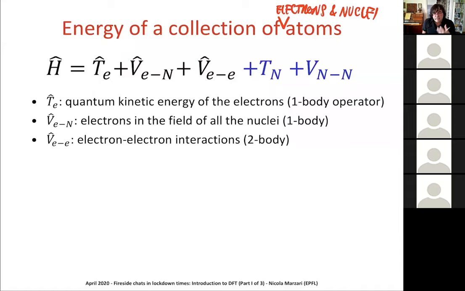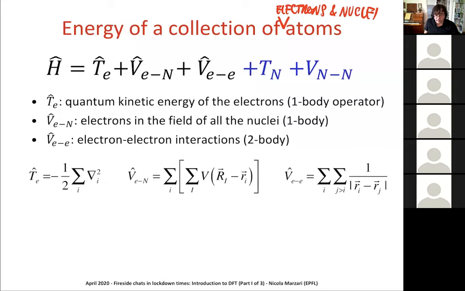One is the simple one, because it's what is called a one-body operator: the quantum kinetic energy of the electrons. The second term has to do with the interaction of each and every electron with each and every nucleus. The third term is actually the difficult one, the term where we consider the interaction of every electron with every other electron. Now, because the Coulombic repulsion is a two-body term, a two-body quantum mechanical term, this is what makes the Schrödinger equation for many electrons very difficult.